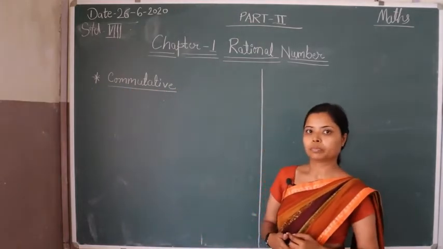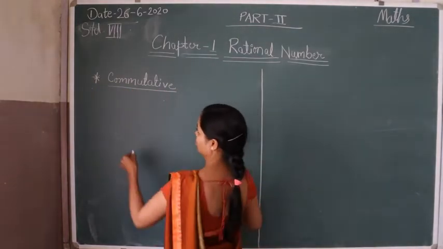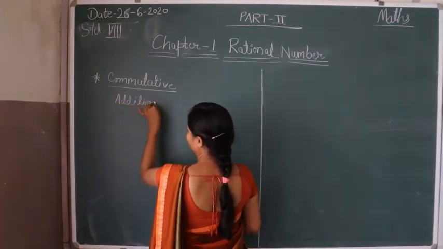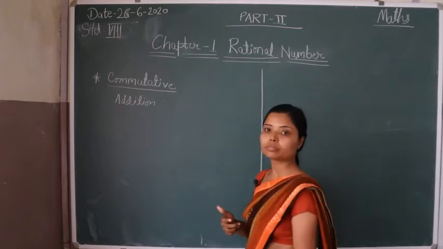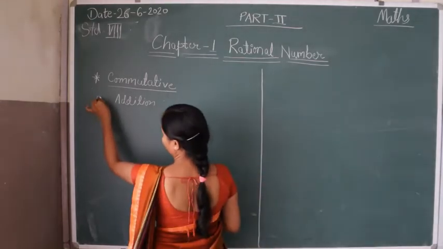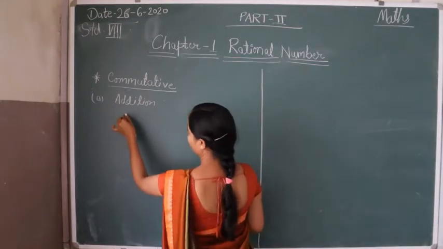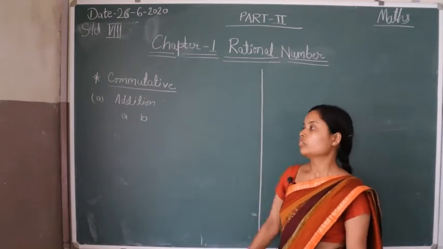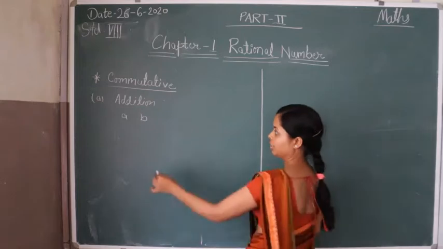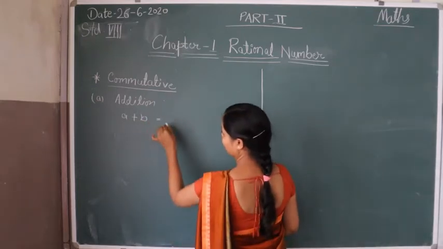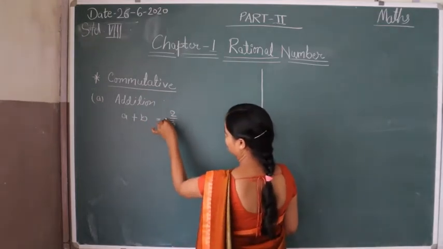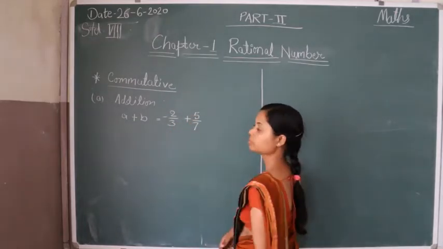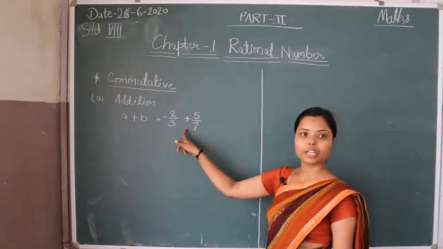Commutative property. For this, firstly we take addition. In addition, suppose we have two rational numbers, and when we add these: minus 2 by 3 plus 5 by 7.